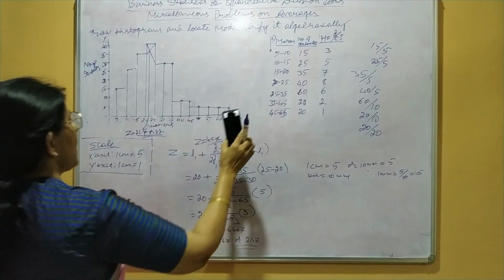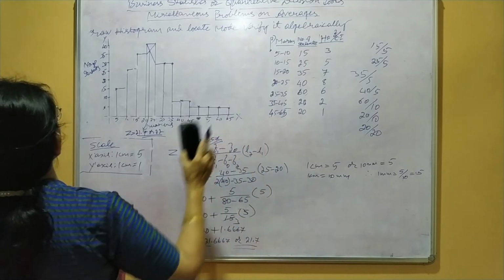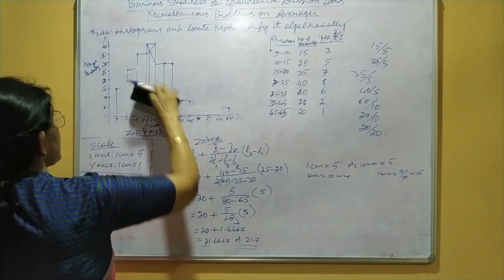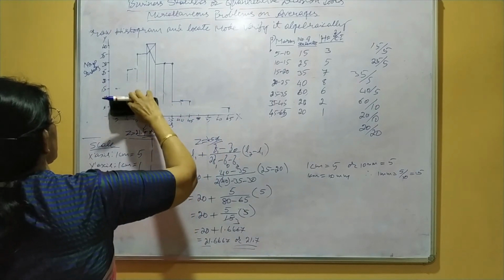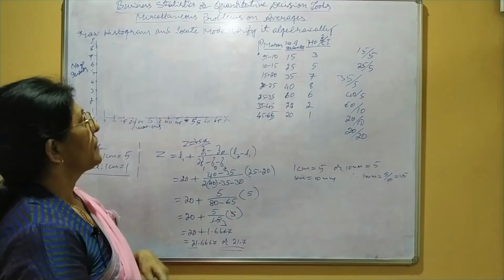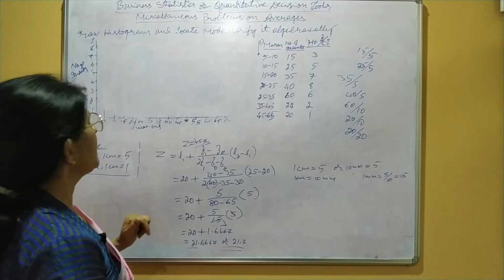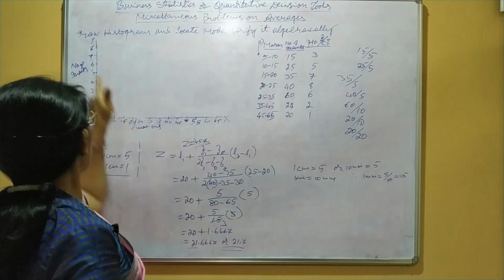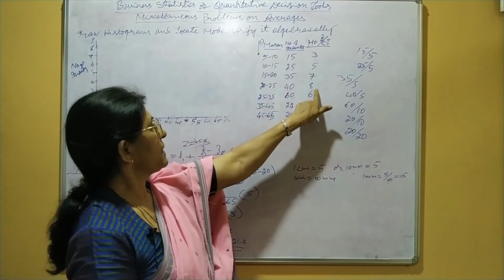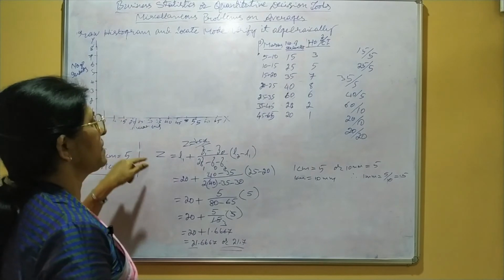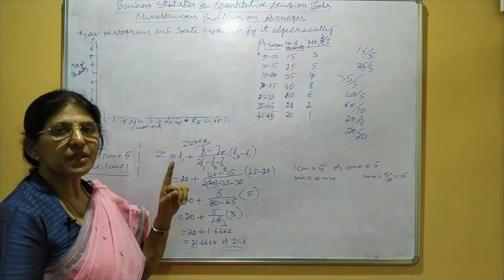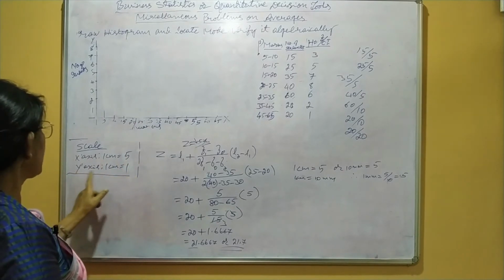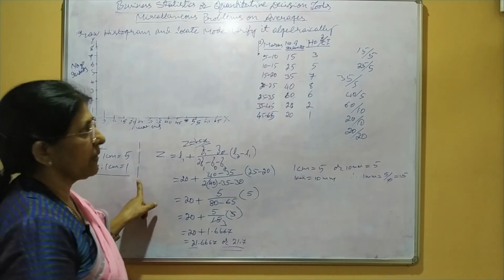Now, as usual, we have to draw histogram. X-axis, no change in the scale. Y-axis, here highest one is 8. Therefore, for y-axis, we may take 1 centimeter equals 1. X-axis 1 centimeter equals 5. Y-axis 1 centimeter equals 1.